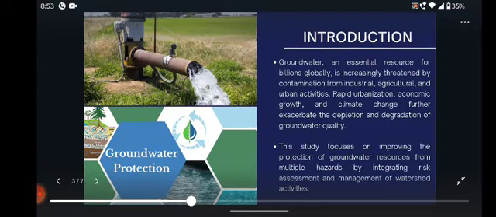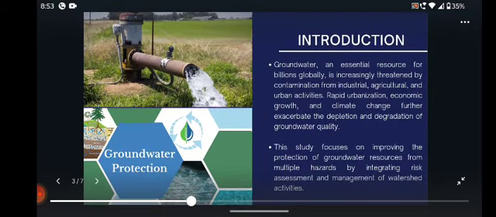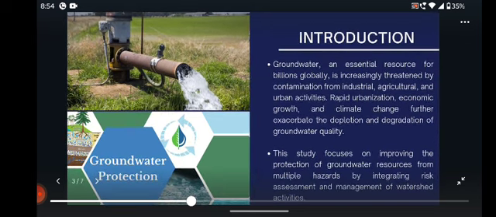So, introduction. We all know that groundwater is one of the major sources of water. There are other sources of water also, like oceans, rainfall, and man-made water resources like dams, rivers, like that. Groundwater is one of the major sources of water, which has a higher percentage in water management, water generation, and water usage.